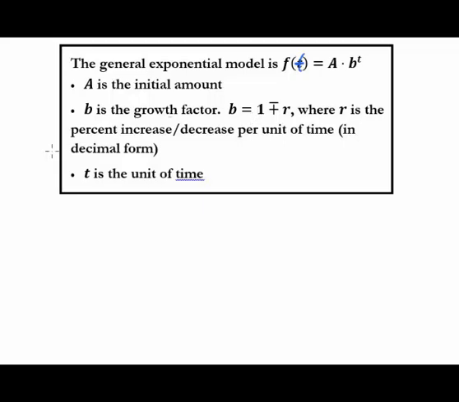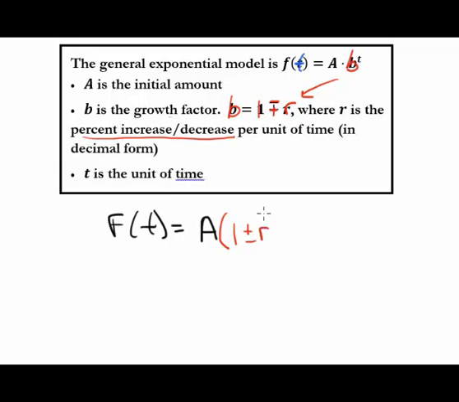And we say that the growth factor b, we define it as 1 plus or minus r, where r is the percent increase or decrease per unit of time, every year, for example, in decimal form. And so if we wanted to rewrite this function, we had f of t equals a times b to the t power. So if this is our b, we can actually just replace it with 1 plus or minus r, and all of that raised to the t power.